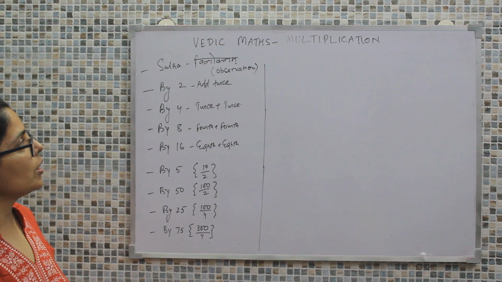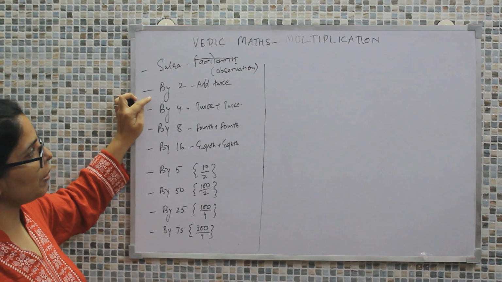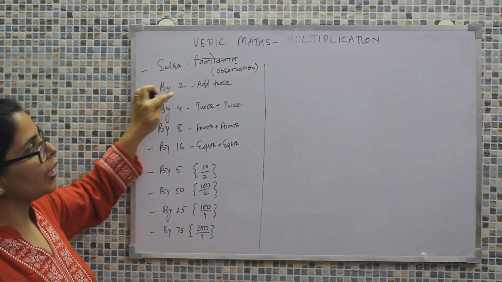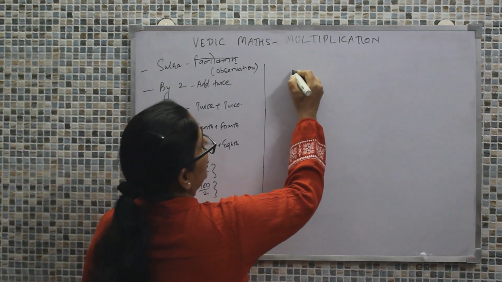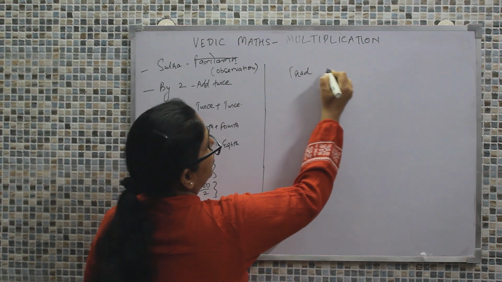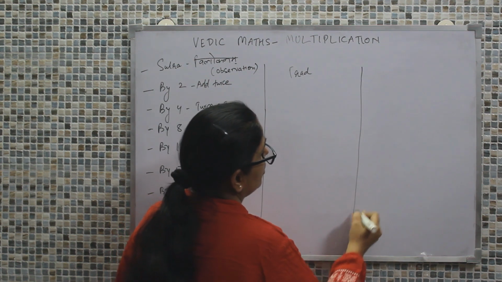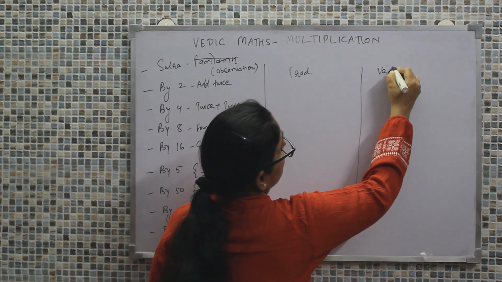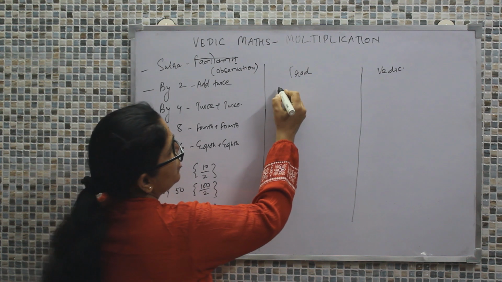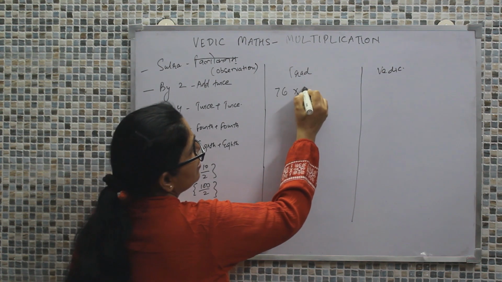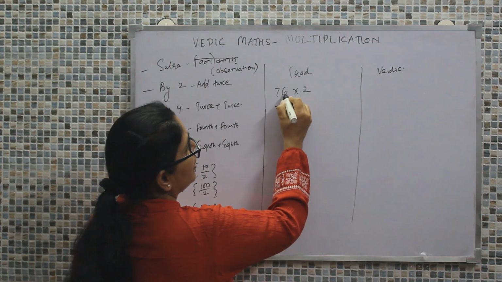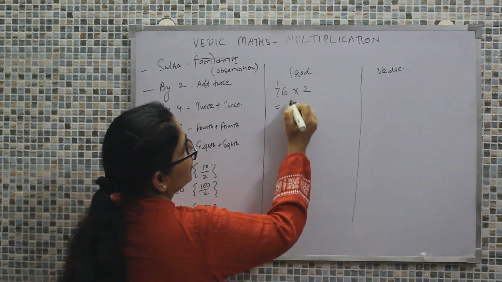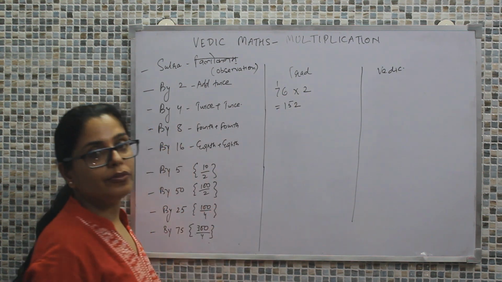Okay, so let's take up the first multiplication, that is by 2. Suppose we go with the approach of traditional and Vedic. Suppose we have to do 76 into 2. Okay, so how do we calculate? 6 2s are 12, 1 carry, 7 2s are 14 and 15.